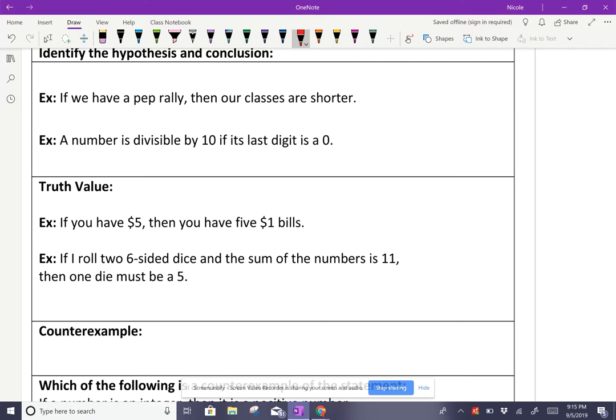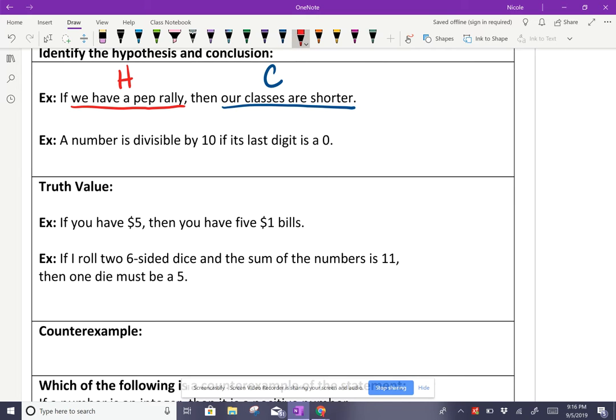All right, so let's identify the hypothesis and conclusion of the following statements. If we have a pep rally, then our classes are shorter. We have said that hypothesis is going to come immediately following the word if. So if we have a pep rally is our hypothesis. And our conclusion is the statement coming immediately after the word then. Then our classes are shorter. Therefore, our classes are shorter is my conclusion.